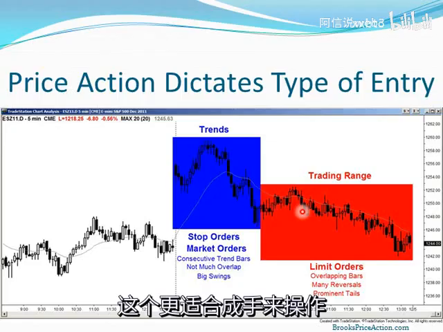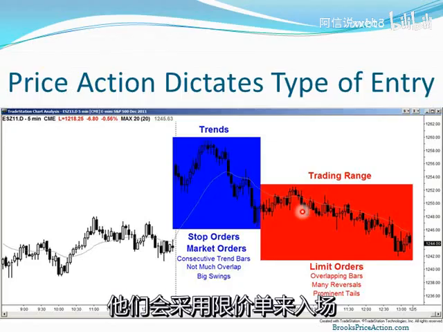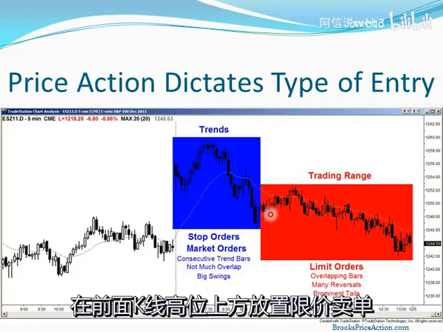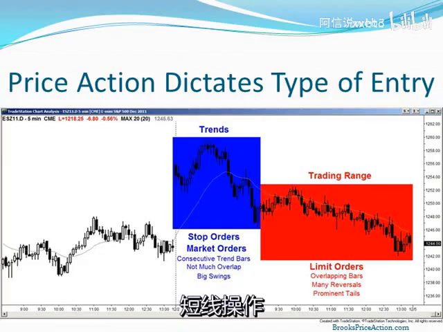This is for more experienced traders, and they'll be trading with limit orders. They'll be buying with limit orders at the low of the prior bar and selling with limit orders above the high of the prior bar, looking for scalps.